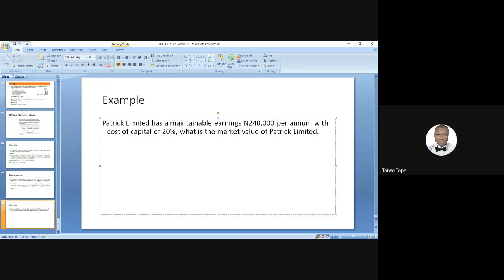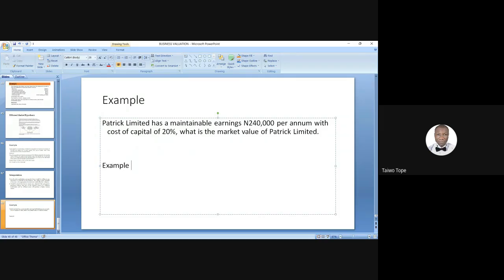Patrick Limited has a maintainable earnings of 240,000 per annum with cost of capital of 20%. What is the market value of Patrick Limited? This is a very direct one now. The market value of Patrick Limited will be what? Yes, very fast. Because this one is just a child's play.